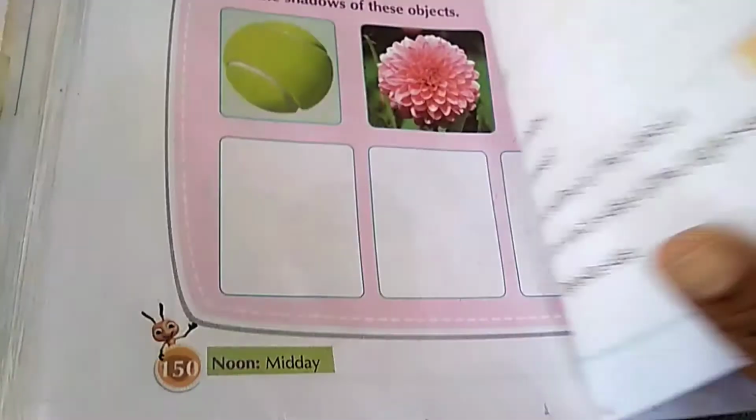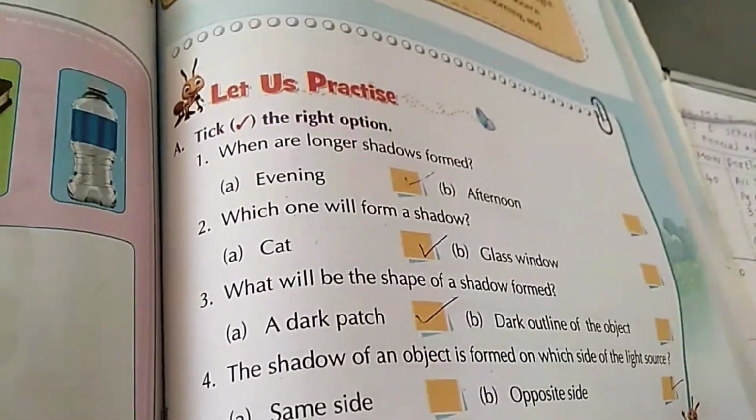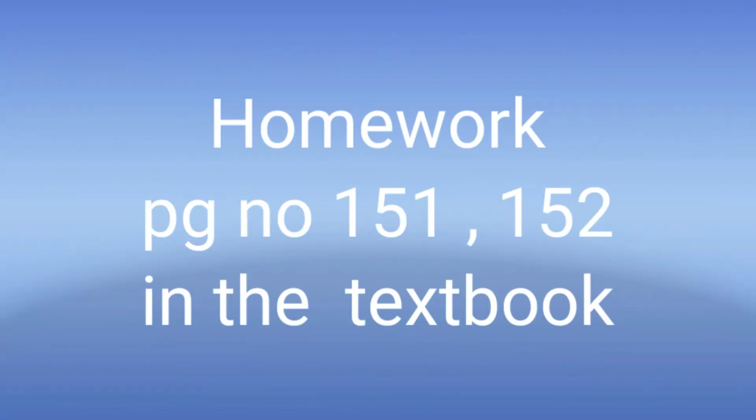I will give you this PDF. So you have to complete this textbook writing, page number 152 and 151. So in this way our EVS lesson is completed here. This is your homework, page number 151 and 152. Write it down in the textbook.